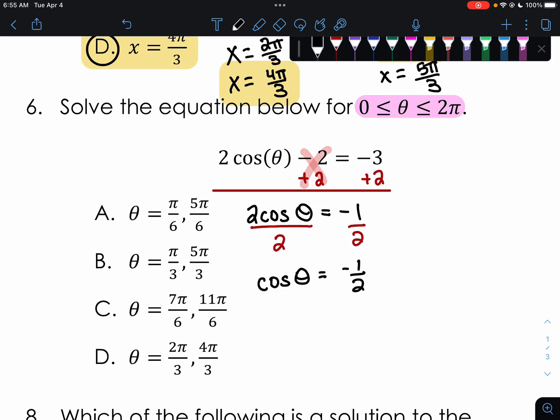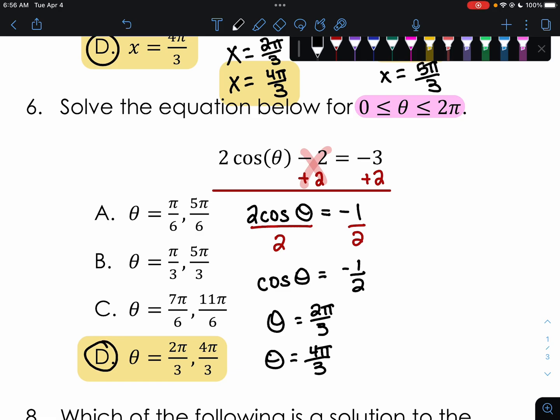Now my goal is to solve for theta. And there are 2 angles where cosine is equal to a negative 1/2. That is 2 pi over 3 and 4 pi over 3. That is the second and the third quadrant. So if I look at my answer choices, the only one that has both of those is answer choice D.